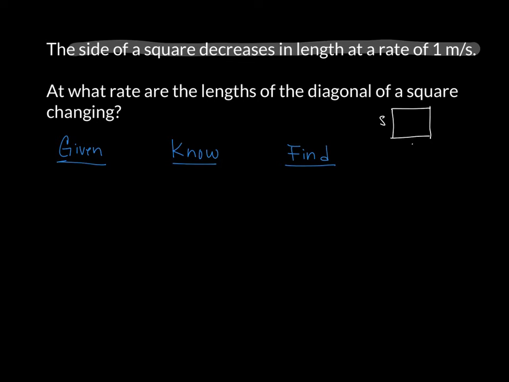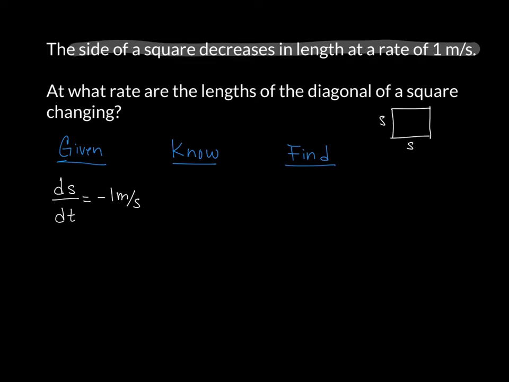We'll call those s for both of them. So what I can say is I know that ds/dt is going to equal -1 meters per second. And again, be careful with the verbiage here. It decreases at a rate of 1 meter per second, or the ds/dt is -1 meter per second. You don't want to say decrease and negative.